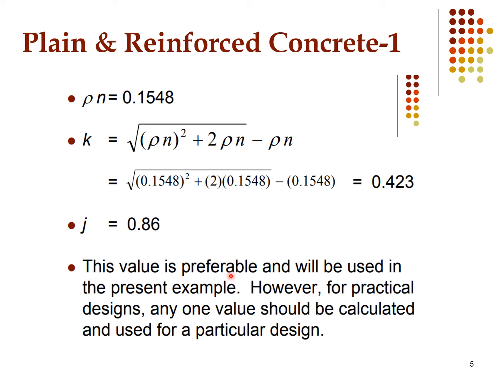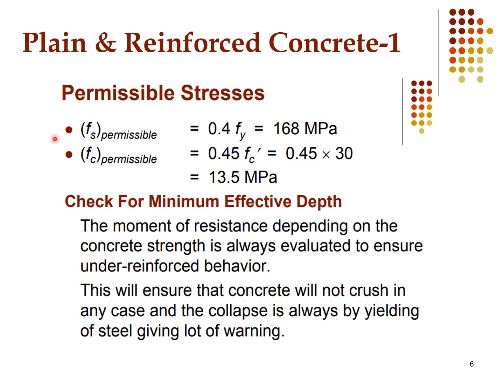This value is preferable and will be used in the present example. So this value of K and J we will use in the present example. However, for practical design, any one value should be calculated and used for particular design. So you can calculate K value from any of these two formulas and then you can use it. Now permissible stresses, we have already calculated. Fs is equal to 0.4 times Fy and Fc is equal to 0.45 times Fc dash.